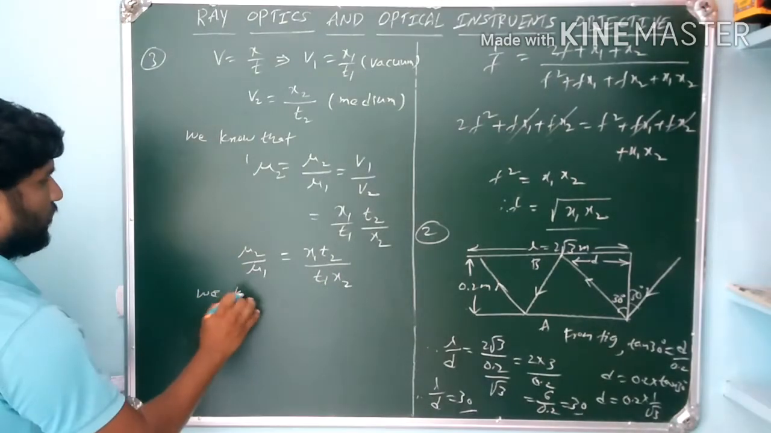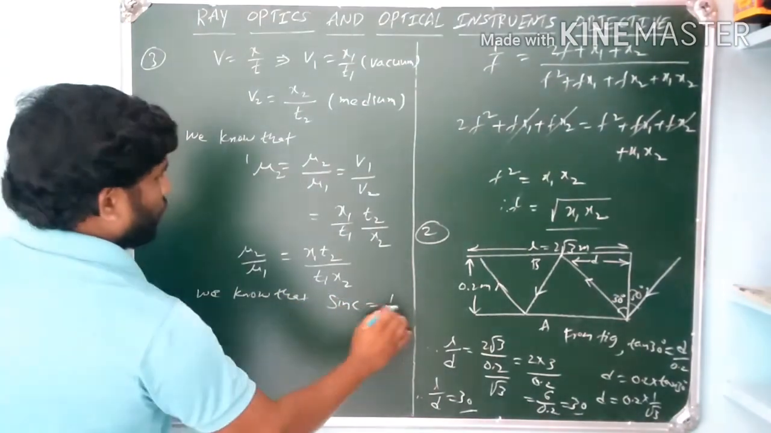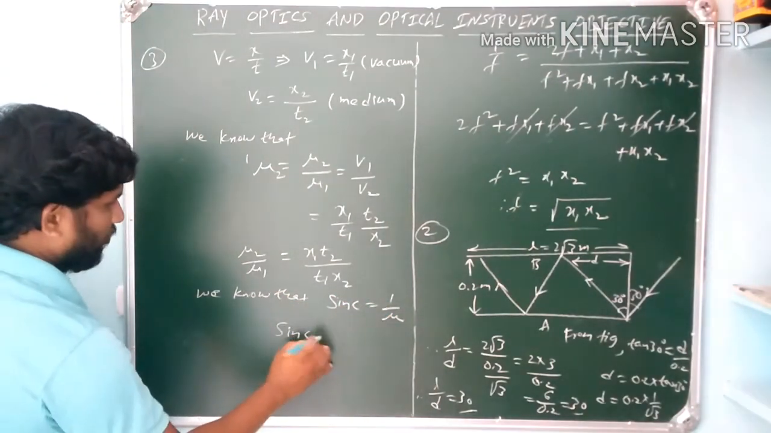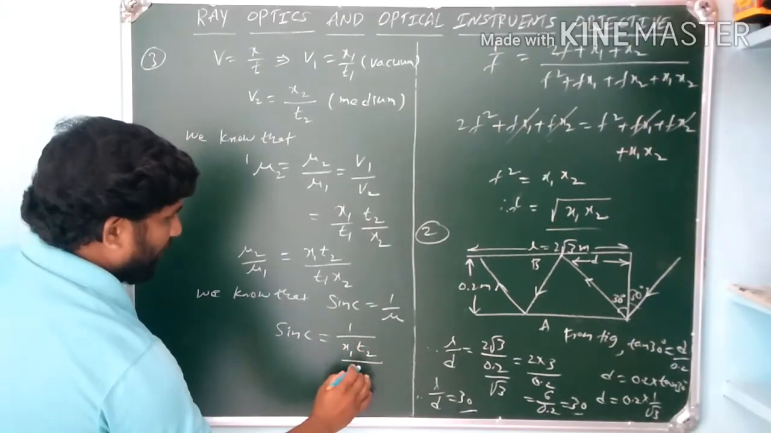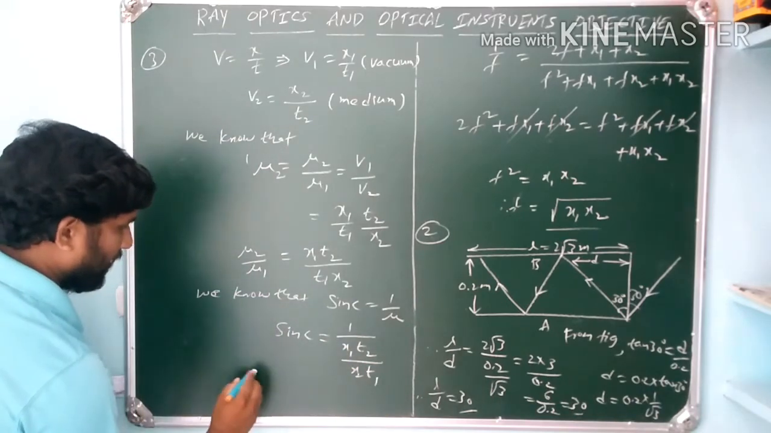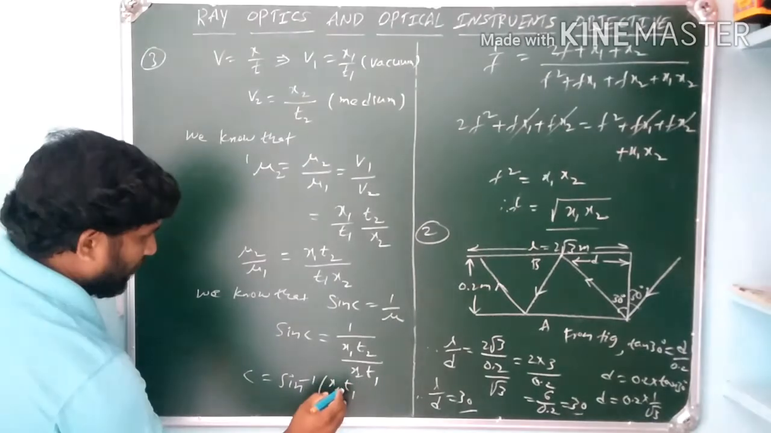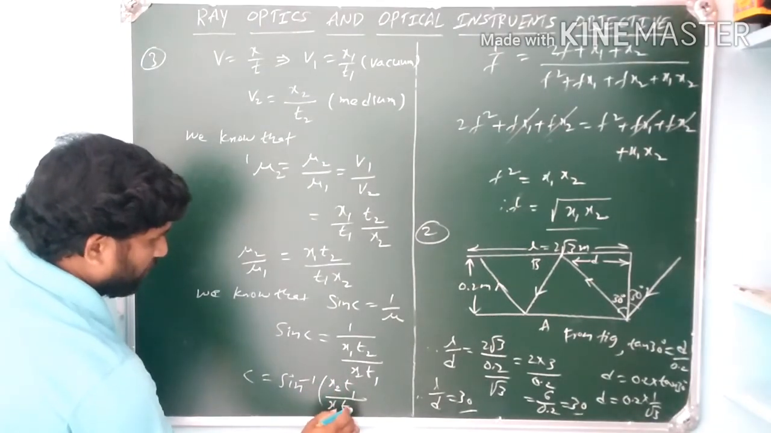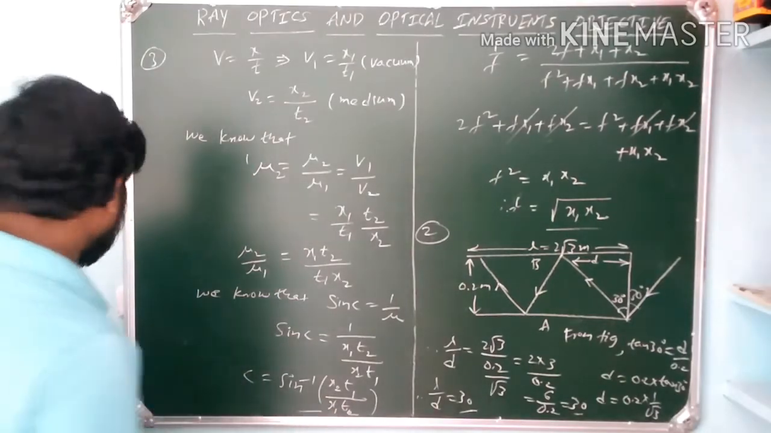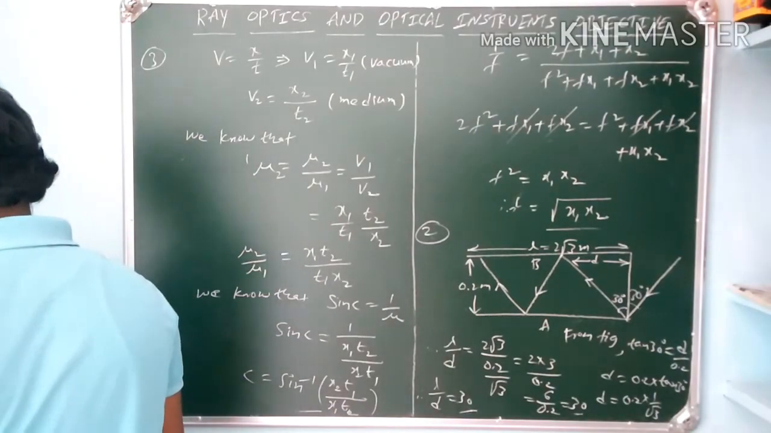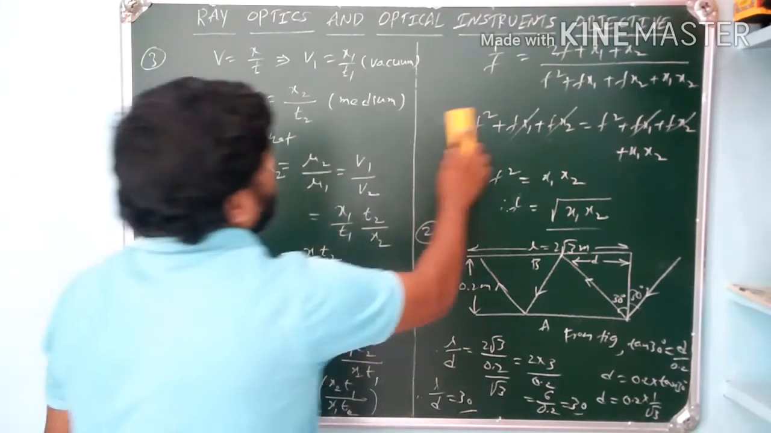We know that the critical angle is given by sin c equal to 1 by mu. Therefore sin c equals 1 by x1 t2 by x2 t1, which goes to the numerator. Finally I am writing c equal to sin inverse of x2 t1 by x1 t2. Therefore the option is x2 t1 by x1 t2, that is the fourth option. Okay, next.